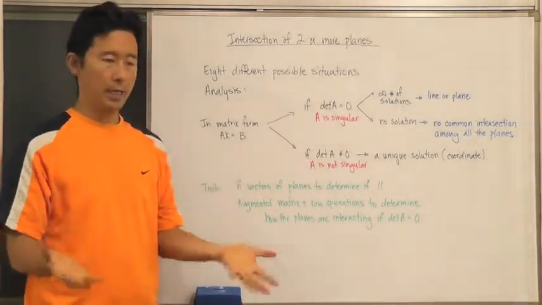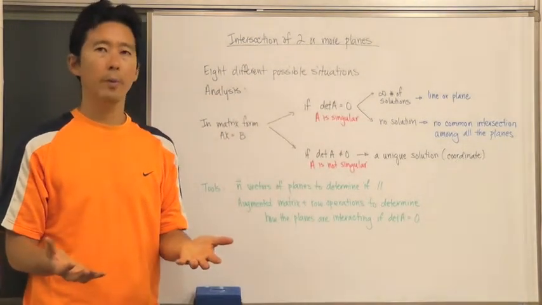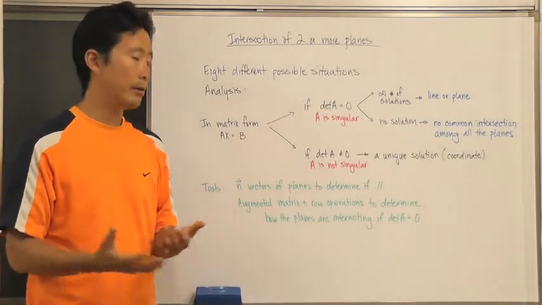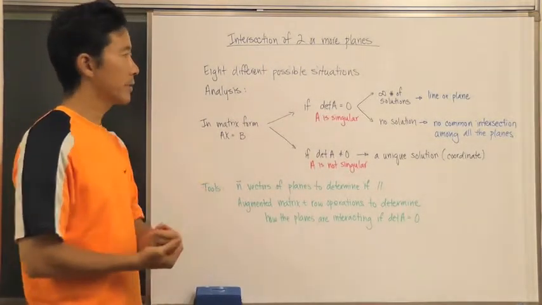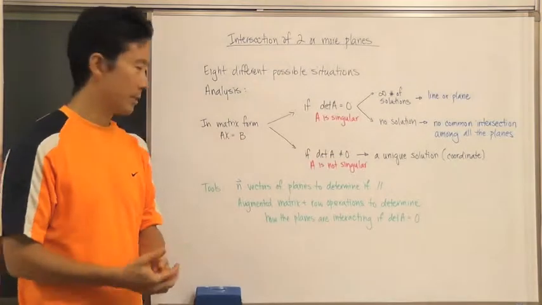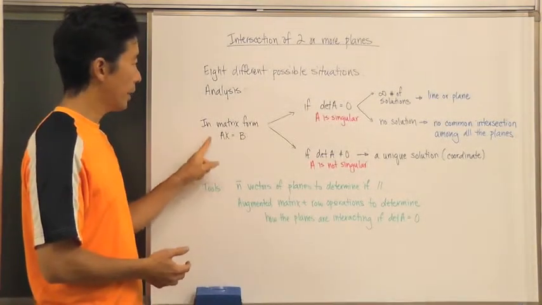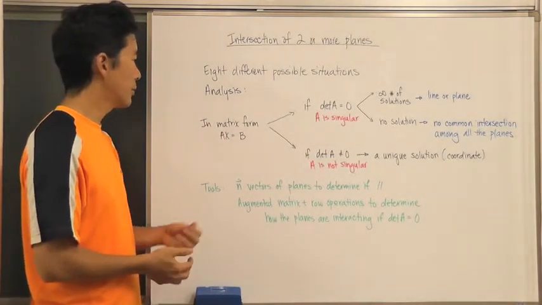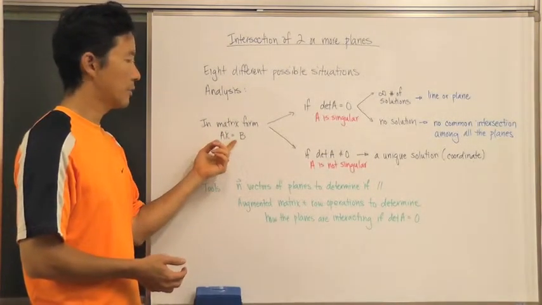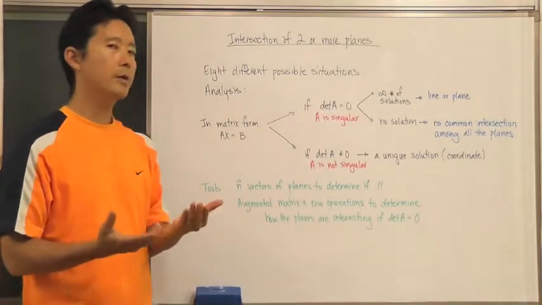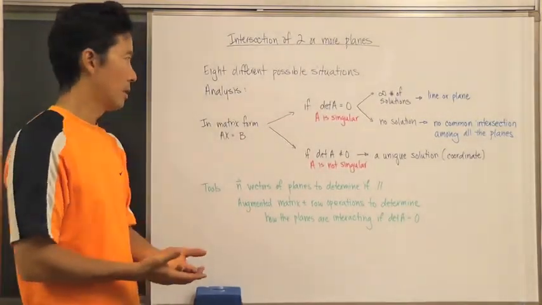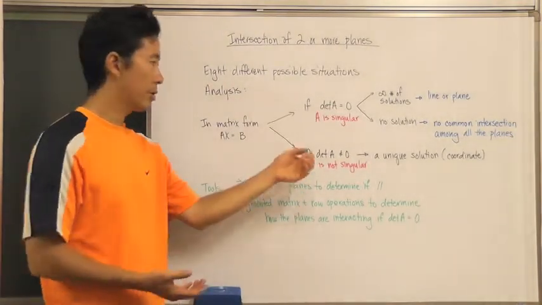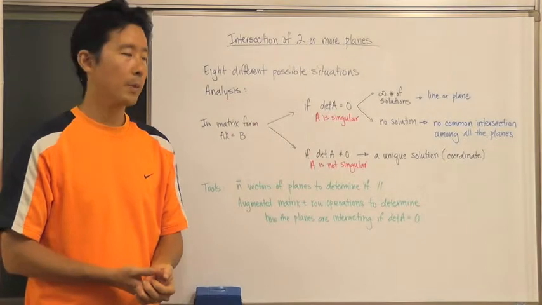But if we wanted to give a very general summary of how we want to analyze a system of three planes and how they are interacting, we can look at it from this particular perspective. If we put the system of three planes into matrix form, in other words AX is equal to B, there are basically going to be two situations. You're either going to come out with a determinant of A being equal to 0 or the determinant of A not being equal to 0.